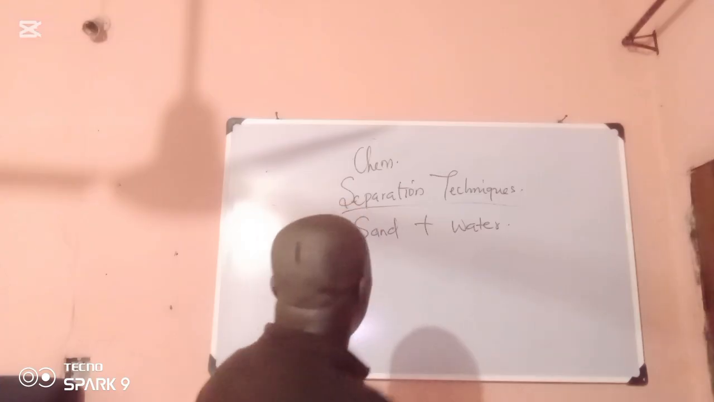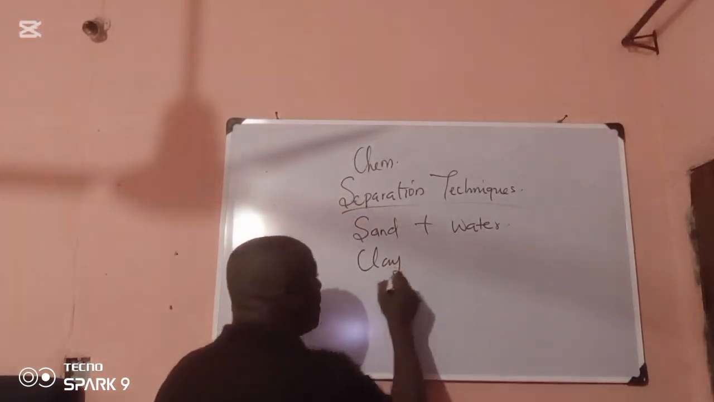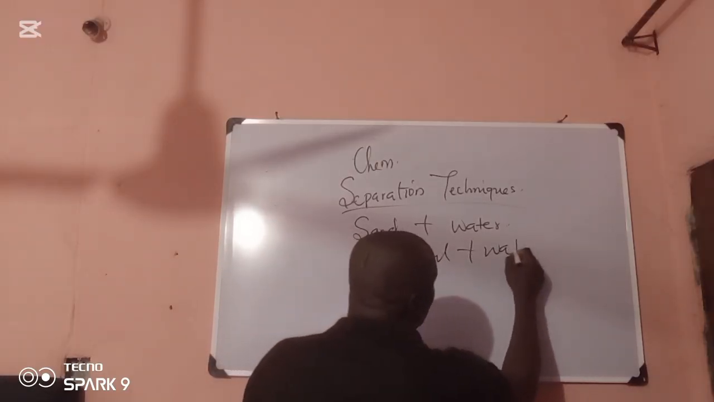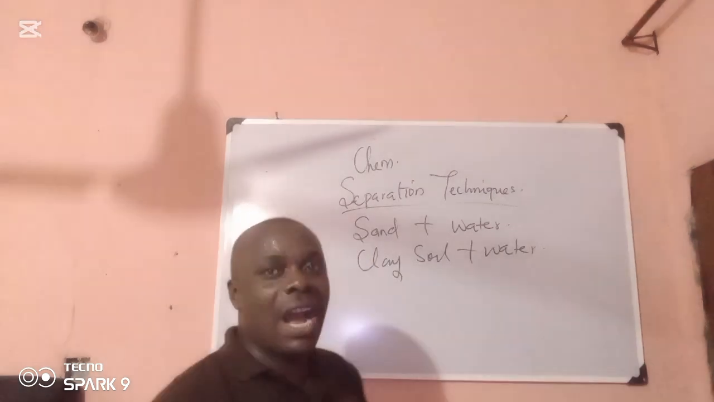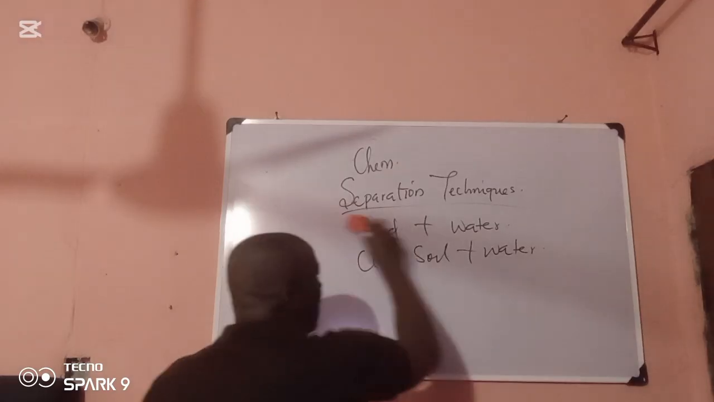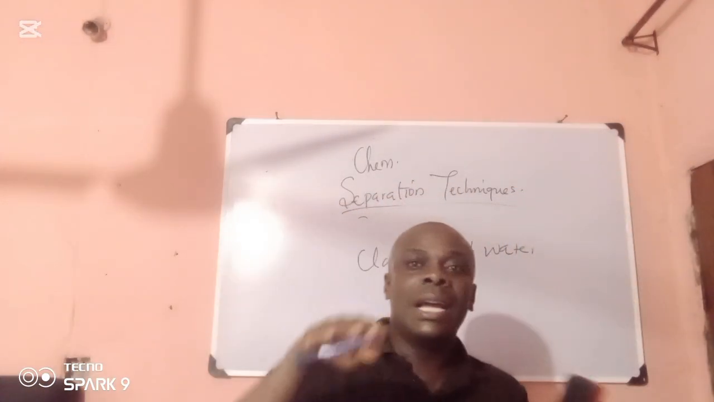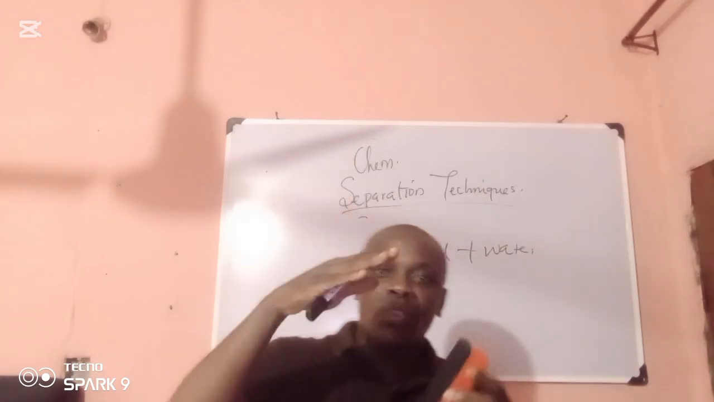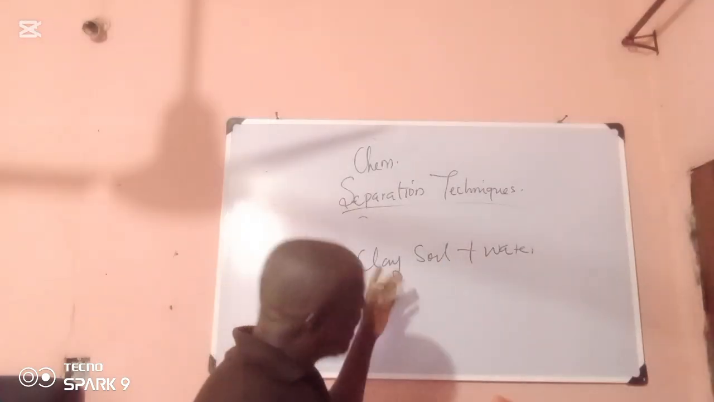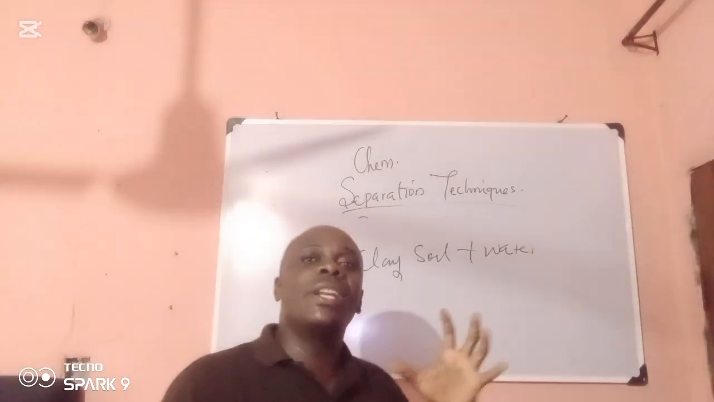Or for example, you have clay soil plus water. So at this point, we have clay soil and water. When they mix together, what you see is that the upper surface is going to be of a different color because of the water, and the down part you're going to see a different color, which is because of the clay soil that's already mixed together.